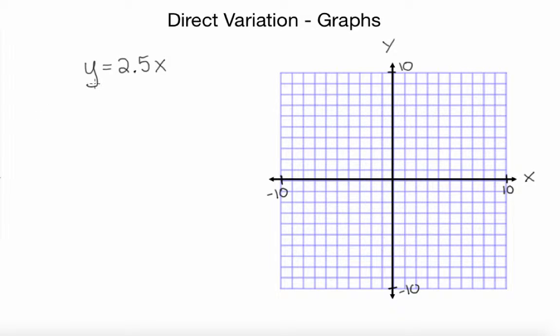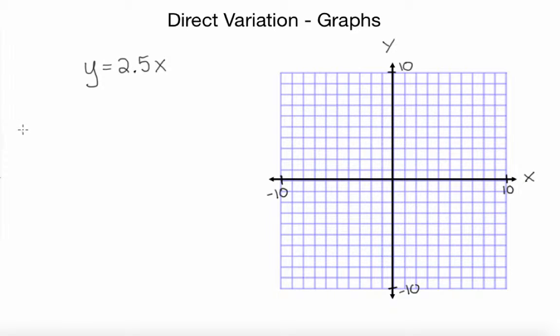So here I've got y is equal to our constant 2.5 times x. And we're going to graph this relationship on a coordinate plane here. I've got two number lines, a number line representing my x values and a number line representing my y values. And I plot the points that show the relationship on the graph. So let's talk about what that means here. Let's find some specific points.